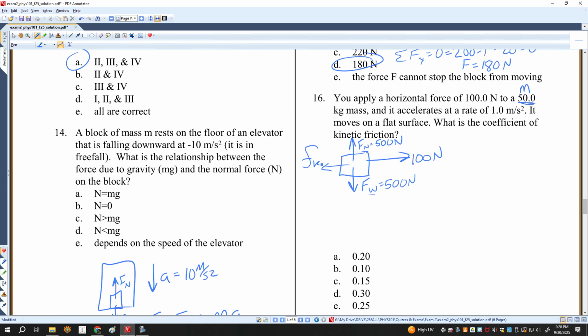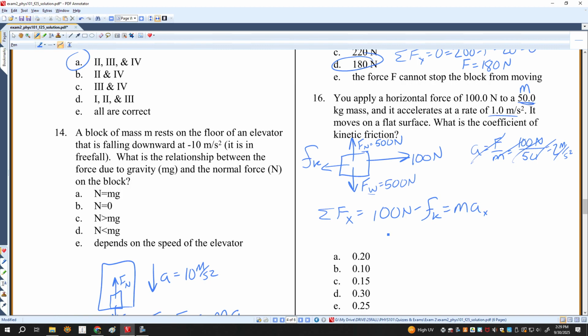Now, if this object had no friction acting on it, the acceleration would just be F over m, 100 newtons divided by the mass, which is 50, would equal 2 meters per second squared. If there was no friction, it would be accelerating at that rate. But there is friction, so that's not true. My acceleration is equal to 1 meter per second squared. I can look at the sum of the forces in the x direction. That's 100 newtons minus F_k equals m a_x.